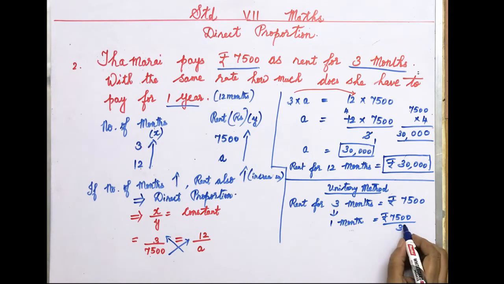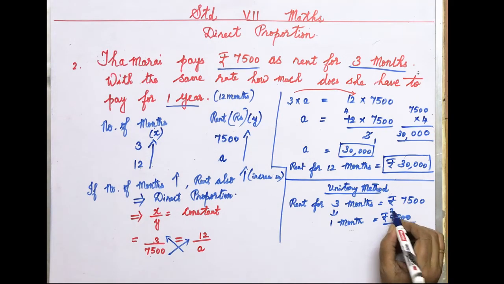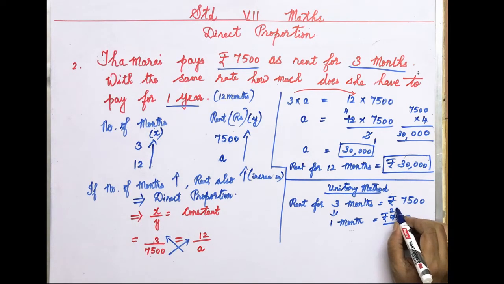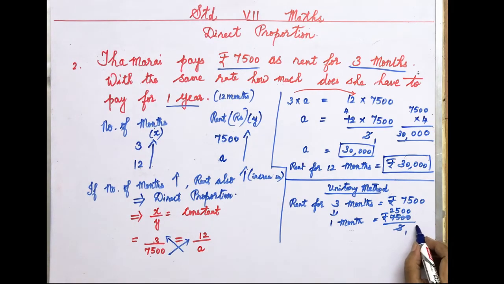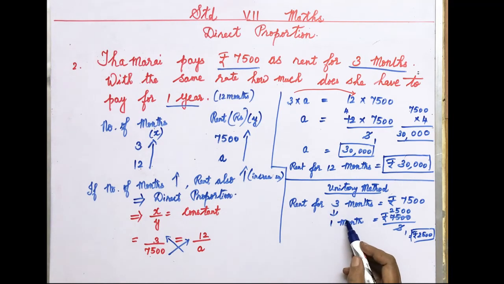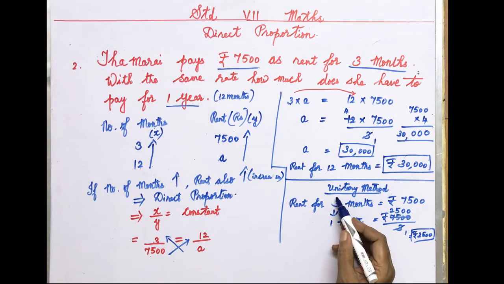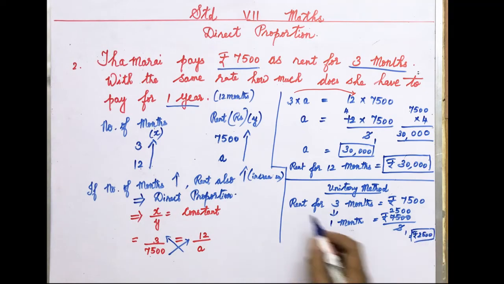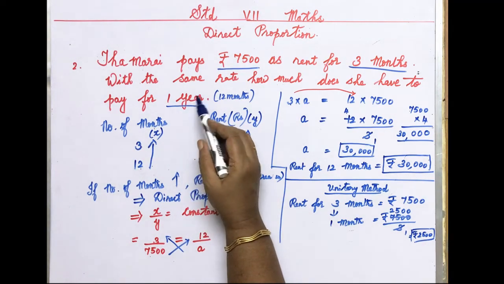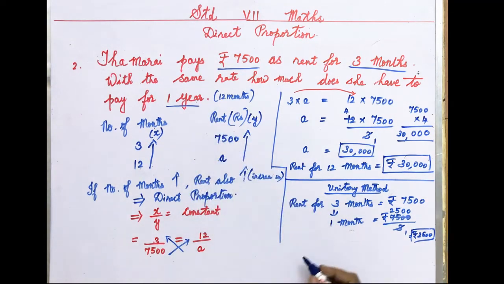We can cancel. 1 3 is 3. 2 3s are 6, balance 1. 15, 5 3s are 15. 0 0. So rent for 1 month is rupees 2,500. How did you find out the rent for 1 month? Because it is given for 3. To find out for 1, we have to divide. Now for the required number of months, for how many months should we find out? For 12 months. Now rent for 12 months.